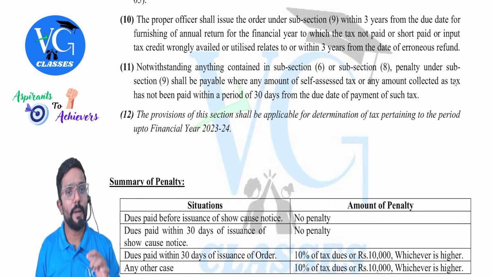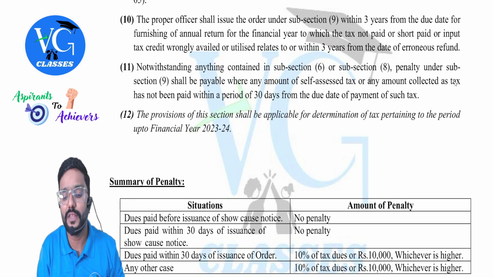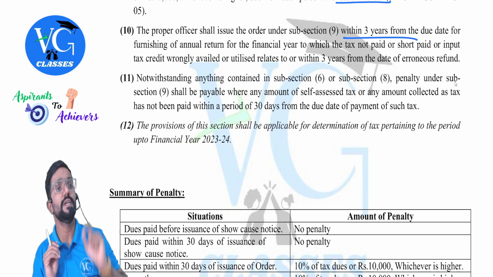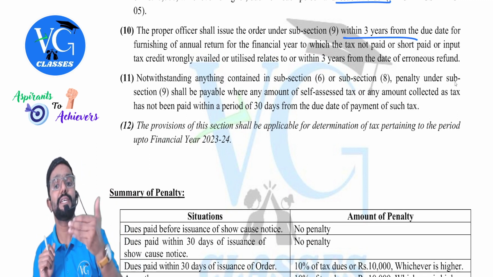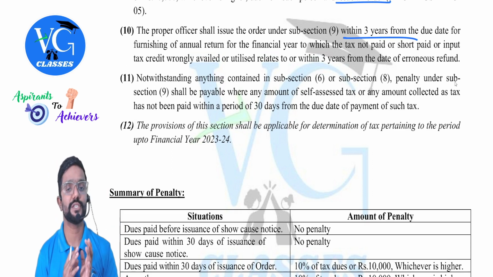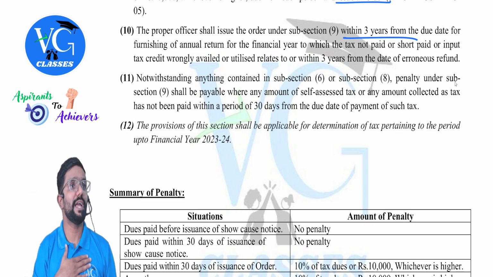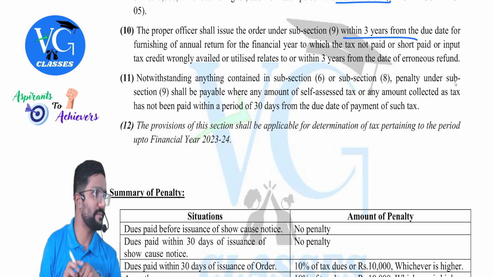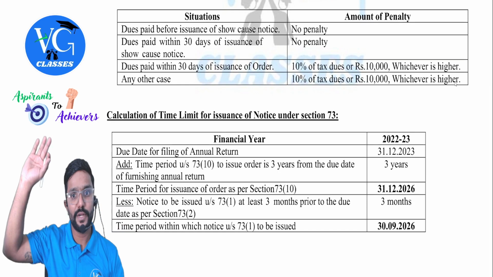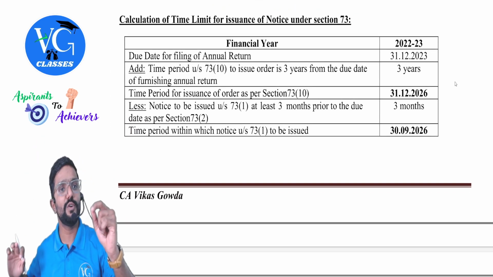Subsection 10. The proper officer shall issue the order under subsection 9 within 3 years from the due date for furnishing the annual return for the financial year to which the tax not paid, short paid, input tax wrongly availed or utilized relates to, or within 3 years from the date of erroneous refund. I have claimed excess refund? Then within 3 years from there. Clear? Guys, please listen. I have put a time period here. In this case, what is the time limit to issue notice and pass order?